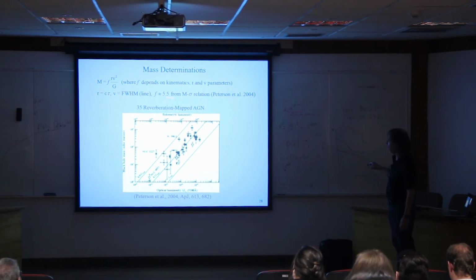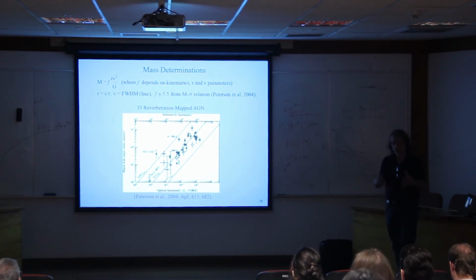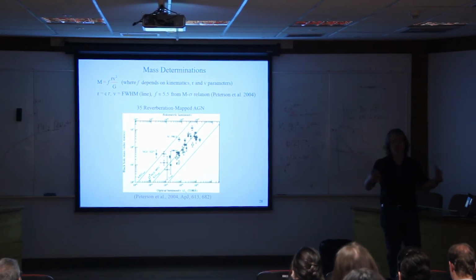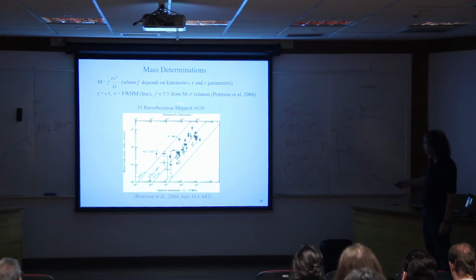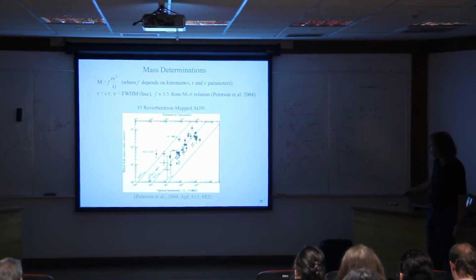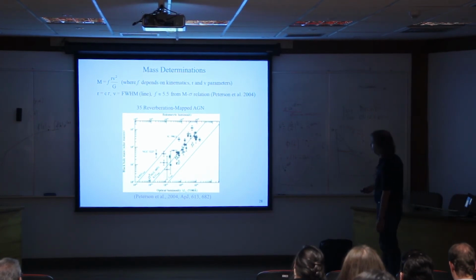And this whole process, by the way, I haven't told you, is called reverberation mapping. So reverberation mapping is looking at the response over time. That's the reverberation. And here's a 35 reverberation-mapped AGN, and you can see, if you remember, these follow the same kind of relation between black hole mass and bulge luminosity that the normal galaxies do. But now we have a whole different number of ones that can actually determine the black hole mass.